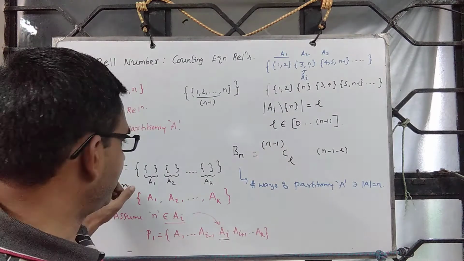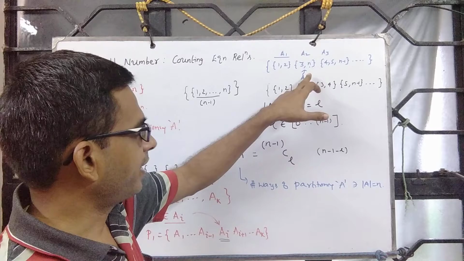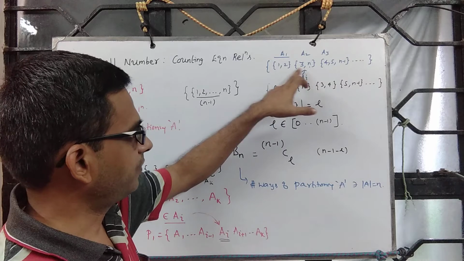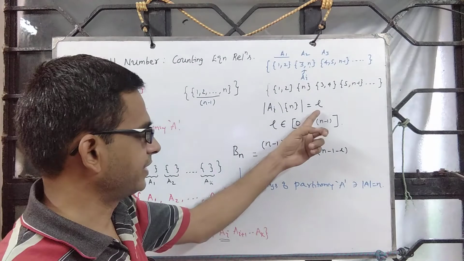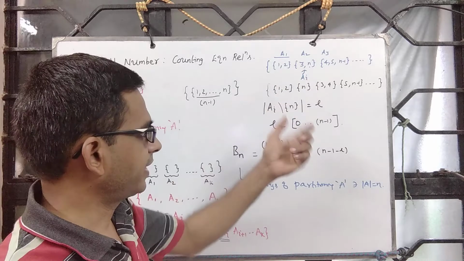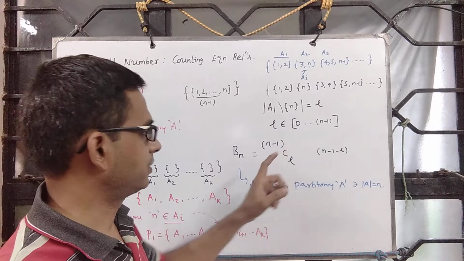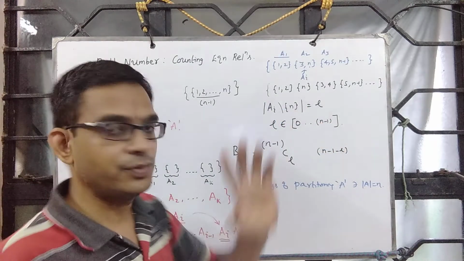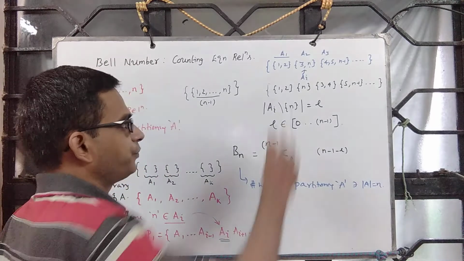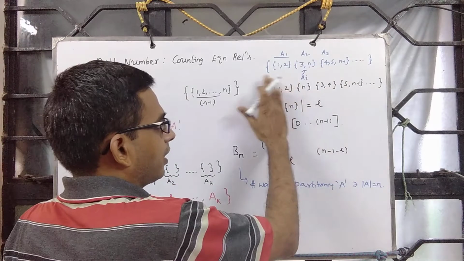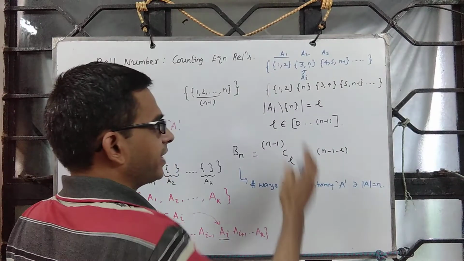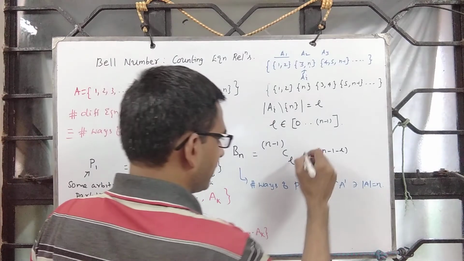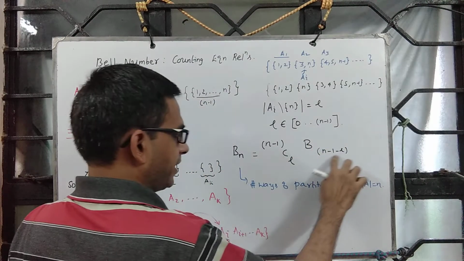So take an arbitrary partition. In that, focus on Ai. Ai is the one which has the element n in it. Apart from this, there will be some number of elements. Let me call it L. And where can they come from? They can come from this range 0 to n minus 1. So which means it is n minus 1 choose L. It could be 0, it could be 1, so on up to n minus 1. So once you fix this, the other elements can be partitioned in all possible ways. And how many such partitions are possible? It is B of n minus 1 minus L.